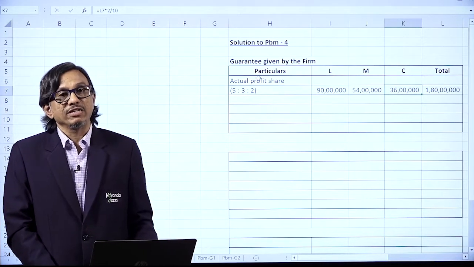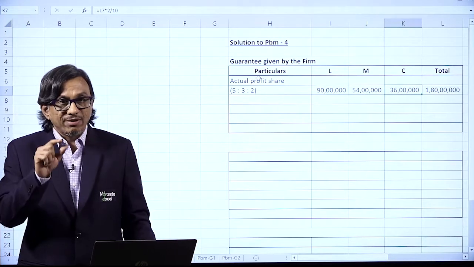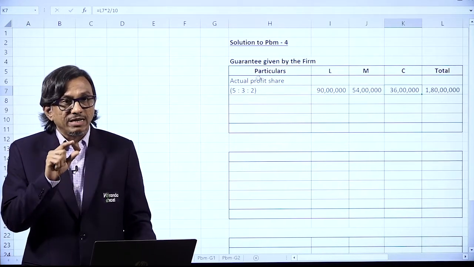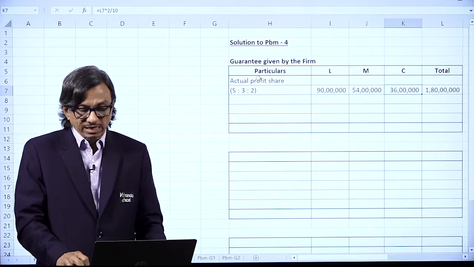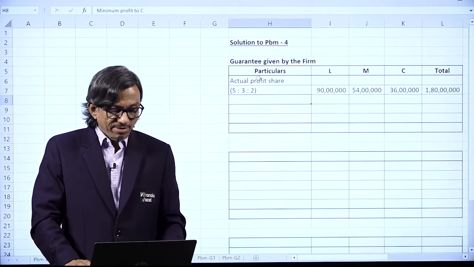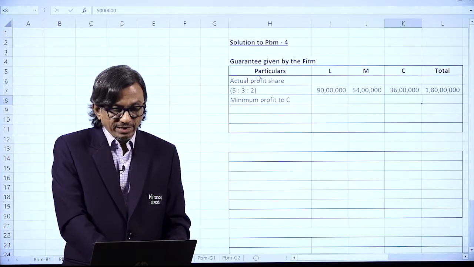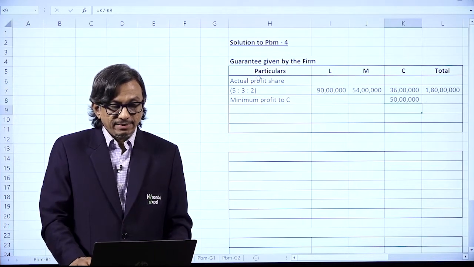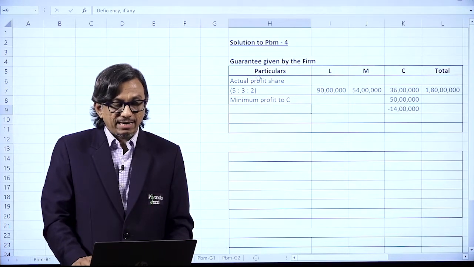Is there any deficiency? Yes. He should be given 50, but he is getting only 36 as actual profit share. So there is a deficiency of 14 lakhs. So what is the minimum profit guaranteed to C? It is 50 lakhs. Hence, the deficiency is 14 lakhs.